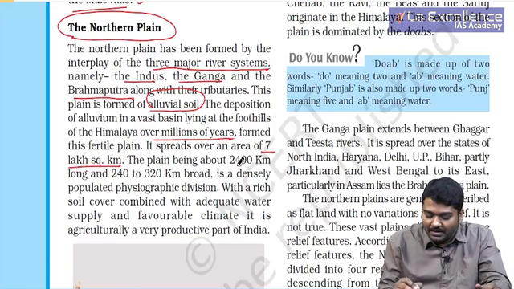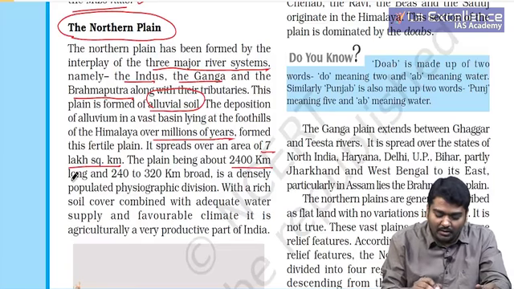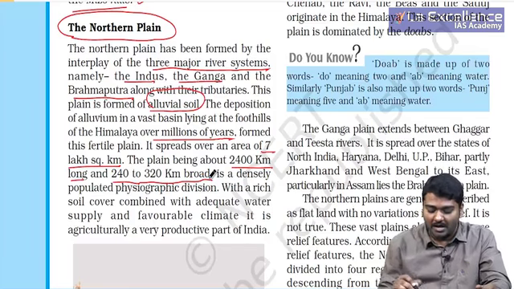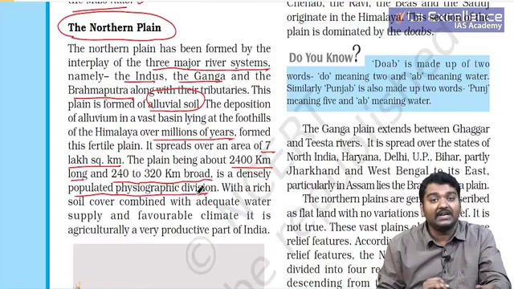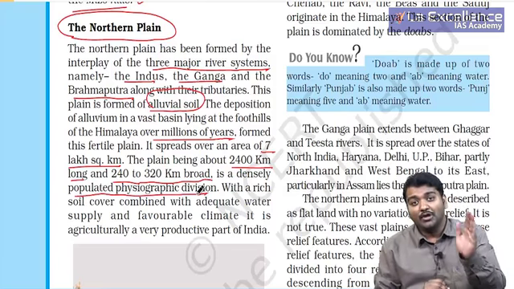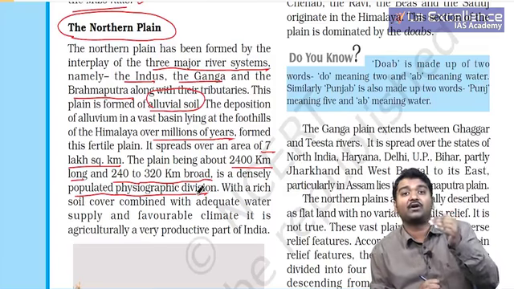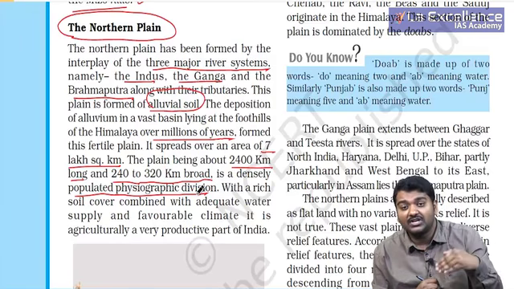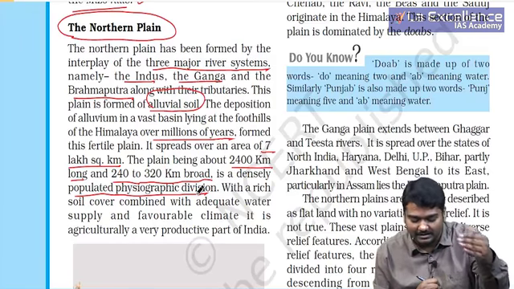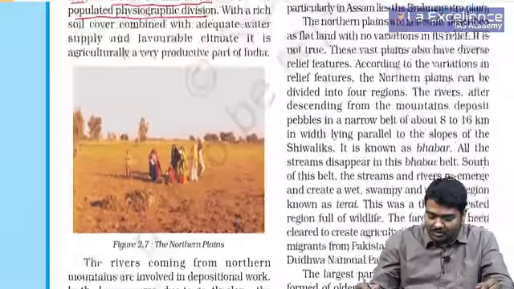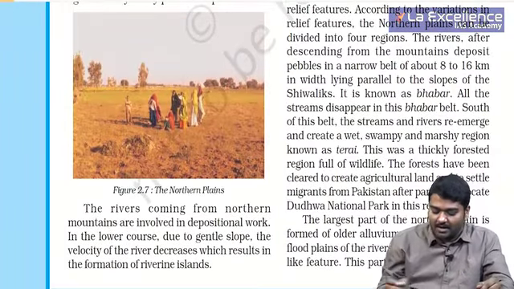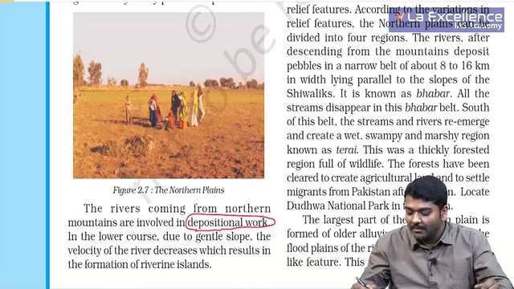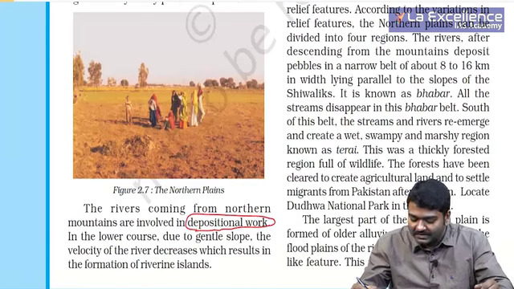The plain, being 2,400 kilometers long and 240 to 320 kilometers broad, is densely populated because it is made up of alluvial soil. UP and Bihar have more population because of alluvial soil, and fertile soil leads to more agriculture and more people will usually settle there. And most importantly, we need to consider the depositional work. That is very, very important in this region.